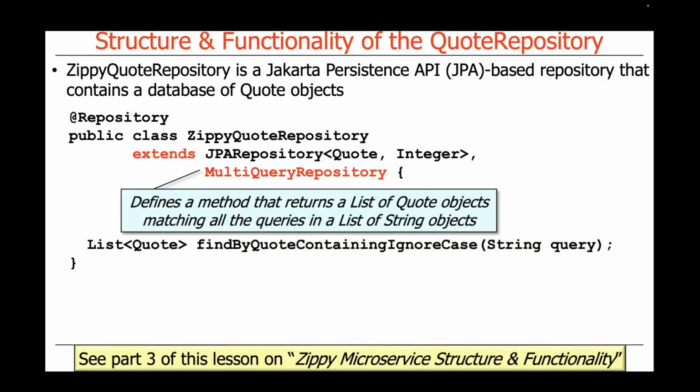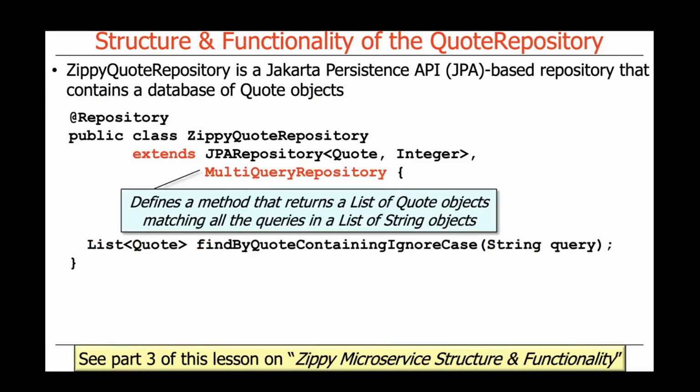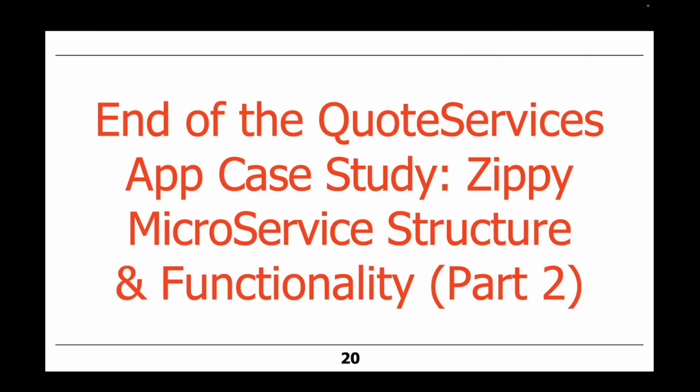There's also another interface that the ZippyQuoteRepository extends, and this is called MultiQueryRepository. And it defines a method that we'll take a look at in part 3 of this lesson that returns a list of Quote objects that match all the queries in a list of string objects, whereas the one here just matched anything. So this is match any, it's kind of an or, whereas this matches all. It's kind of like an and. And we'll see how that works when we get to the next part of the lesson. So that's the end of part 2.